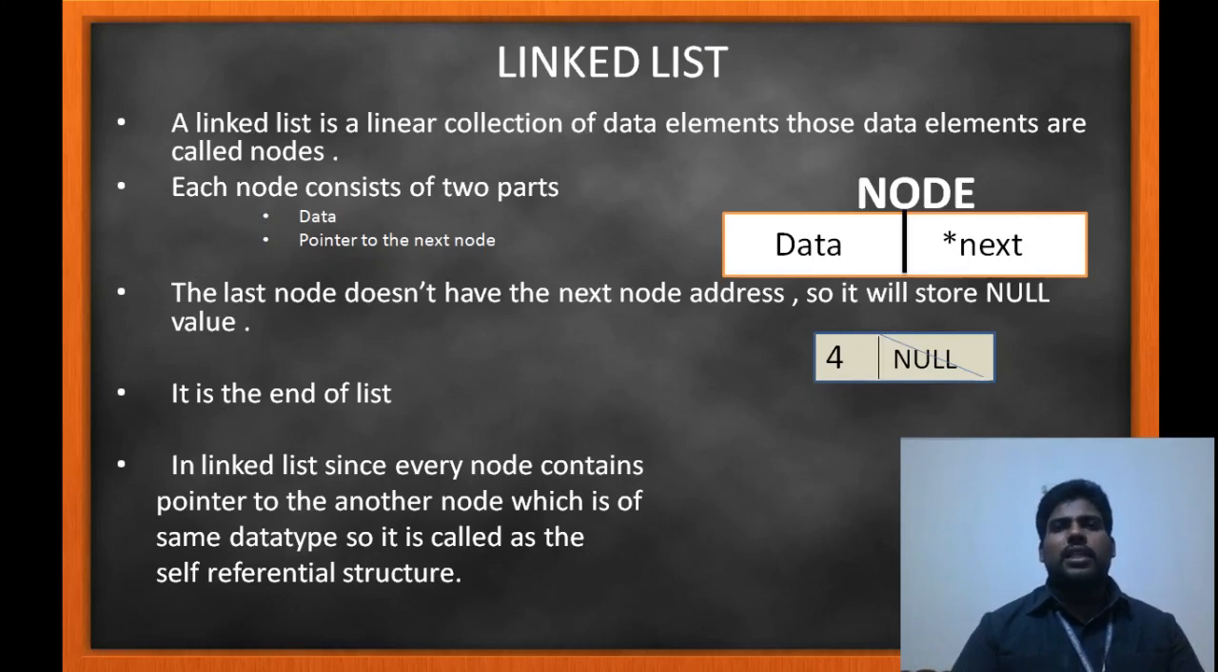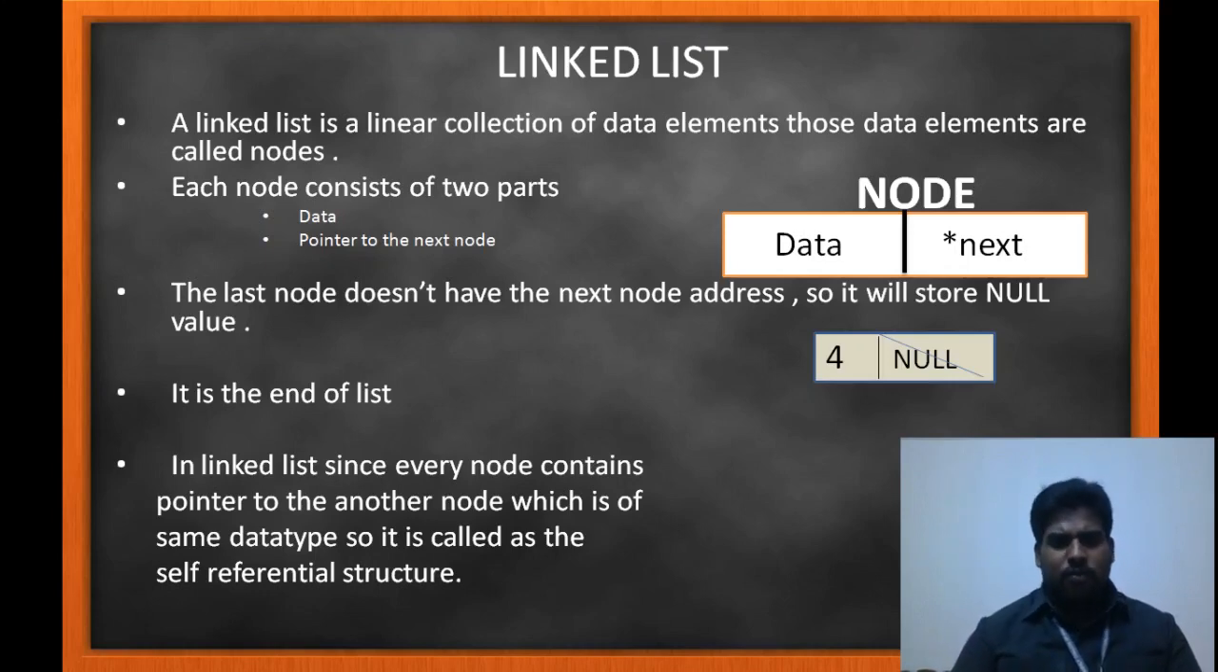Now we can see the definition of linked list. What is a linked list? A linked list is a linear collection, an orderly or sequential collection, of data elements. Another name for these data elements is nodes. Each data element or each node consists of two parts. One is data and another one is a pointer which is denoting the next node.